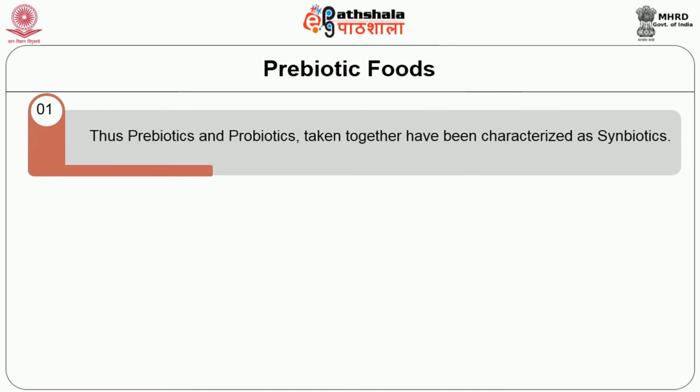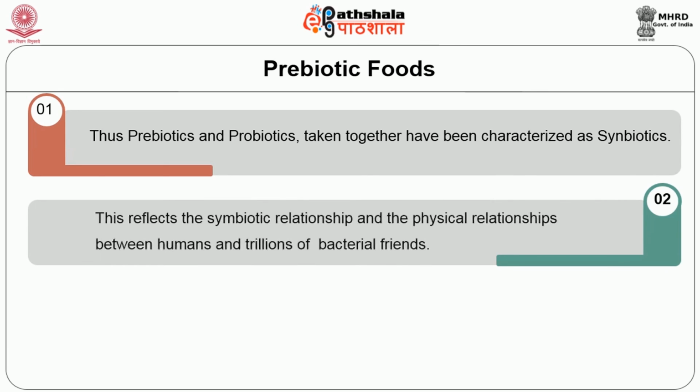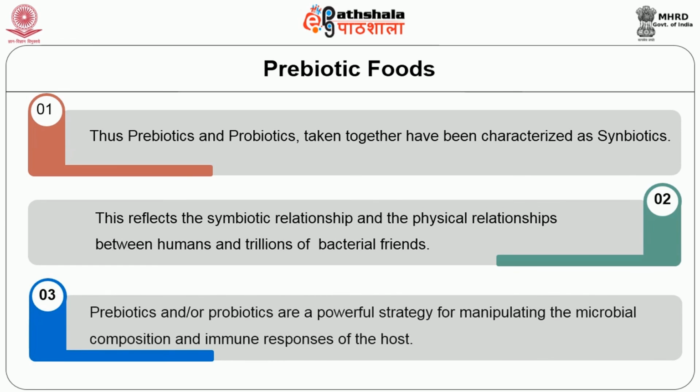Prebiotics and probiotics taken together has been characterized as symbiotics. This reflects a symbiotic relationship and a physical relationship between the humans and the trillions of bacterial friends. The prebiotics and or probiotics are a powerful strategy for manipulating the microbial composition and immune responses of the host. Now let us summarize whatever we have learned.